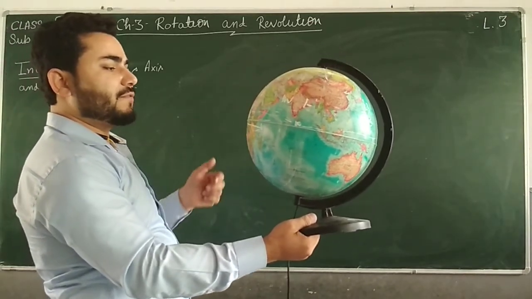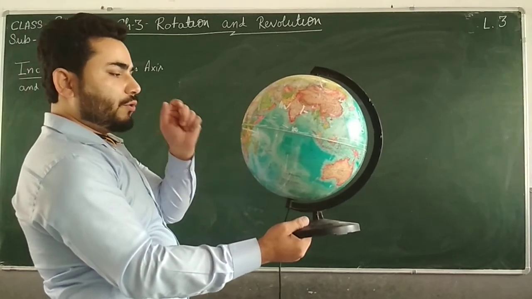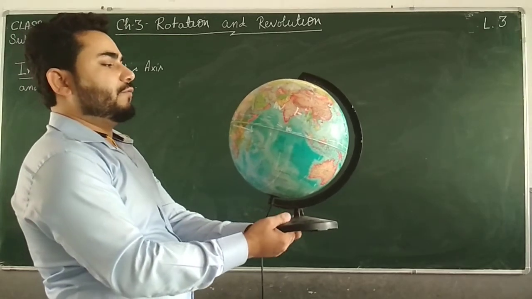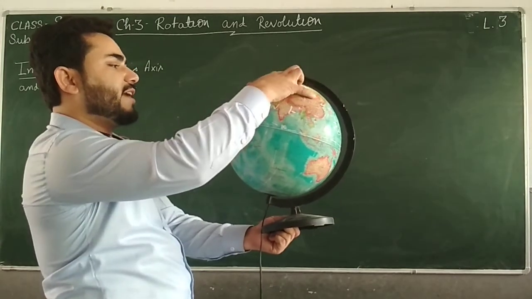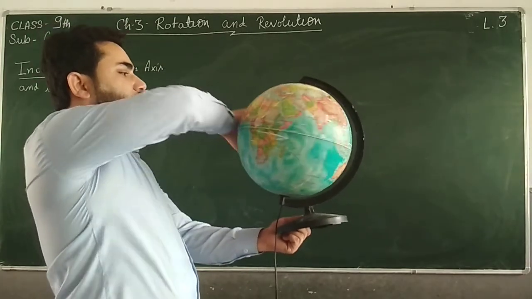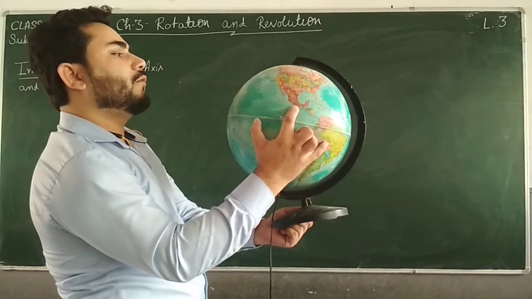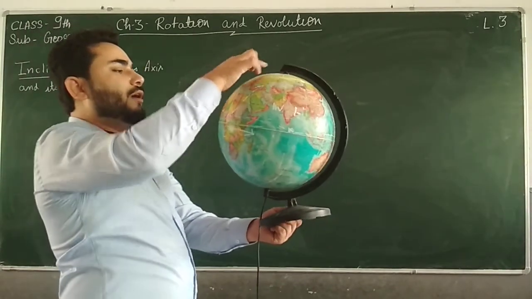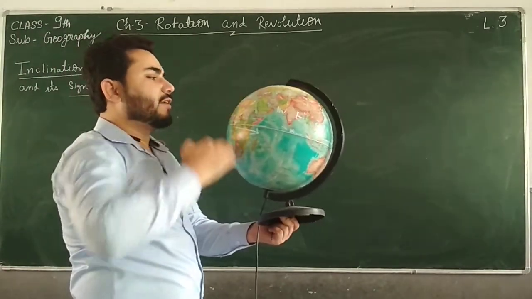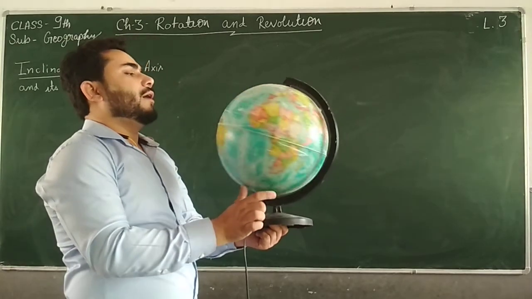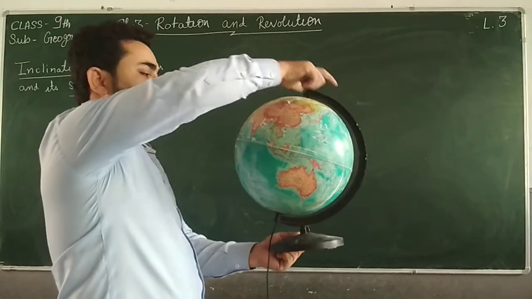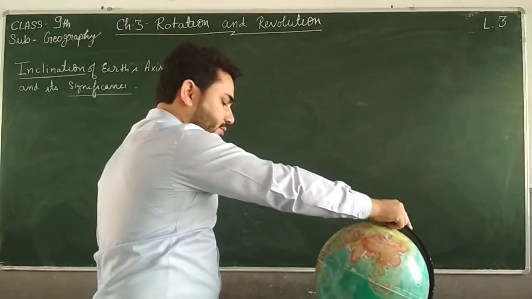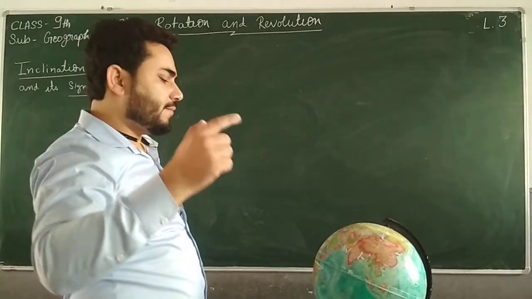So if the earth is not inclined at an angle of 66.5 degrees, if it is perpendicular, then which two things will we get? The duration of day and night will remain the same. This half of the globe will receive sunlight for 12 hours, and then for the next 12 hours this half of the globe will receive sunlight. So the duration of days and nights will remain the same, and there will be no change or variation in season. Season will also remain one, or the same.